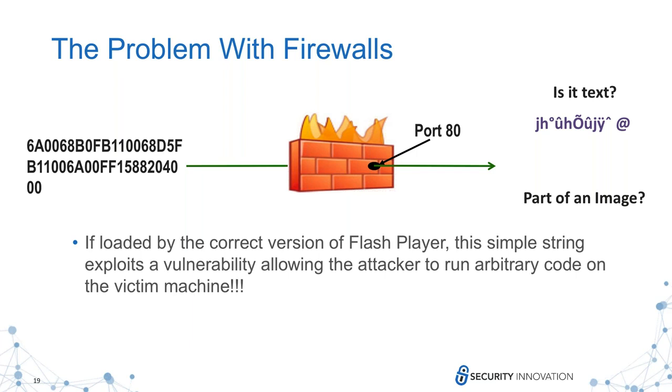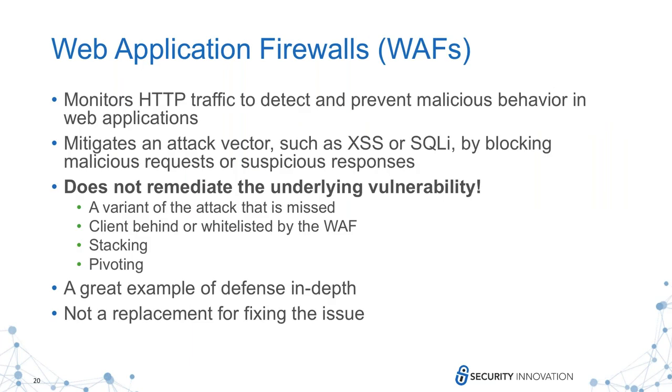So how can we prevent that? The answer to that is a web application firewall. A web application firewall monitors the HTTP traffic and uses policy to detect and prevent malicious behavior in web applications. It can mitigate an attack vector, such as cross-site scripting or SQL injection, by blocking either malicious client requests or suspicious responses from the server. And that would all be performed according to rule sets.